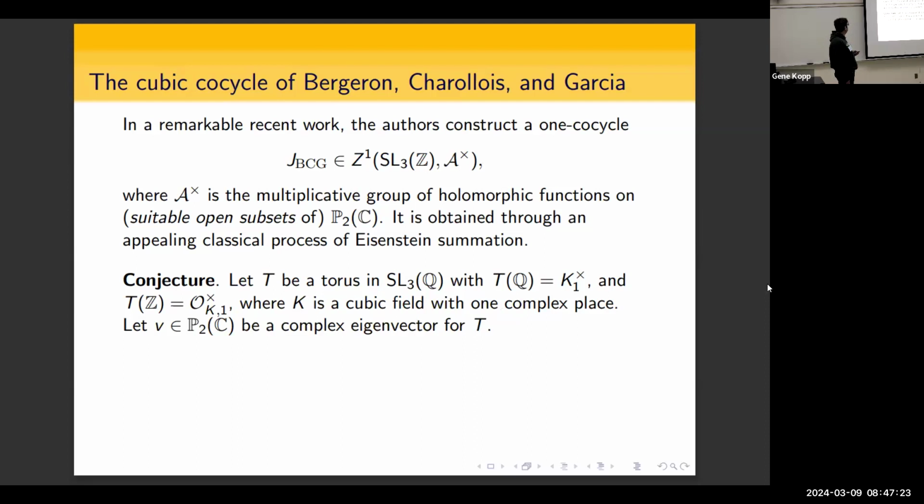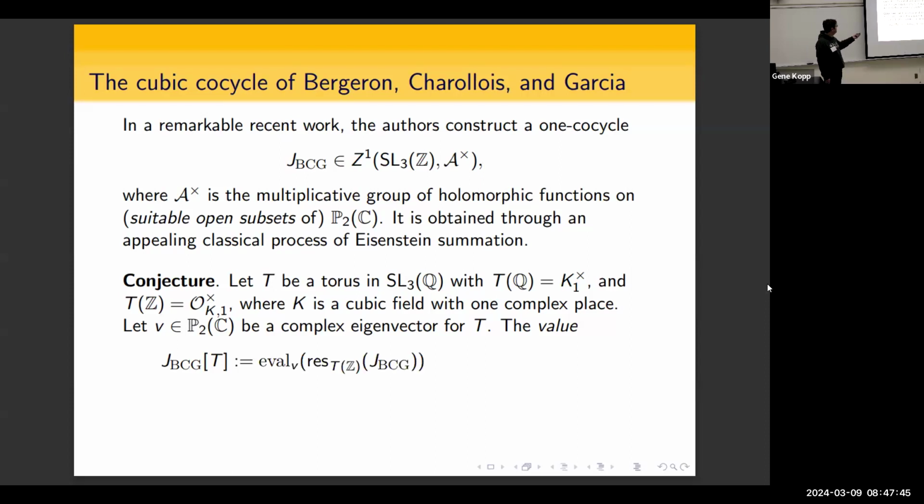And they take an element of P2 of C, so a line, which is an eigenline, spanned by an eigenvector for the action of this commutative group, this torus. And then they define the value of their cocycle at this torus. And this is a very natural definition. You have a cocycle on a large group, you can always restrict it to a subgroup. So they take the restriction of this J BCG to the torus T of Z. Now, you have a map on the functions on the symmetric space, P2 of C, which is given by evaluation at that line V. And because the line is fixed by the torus, the evaluation map is T of Z equivariant, and therefore it makes sense to take the evaluation at V of the resulting restriction.